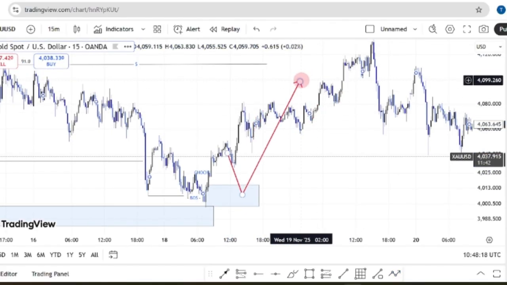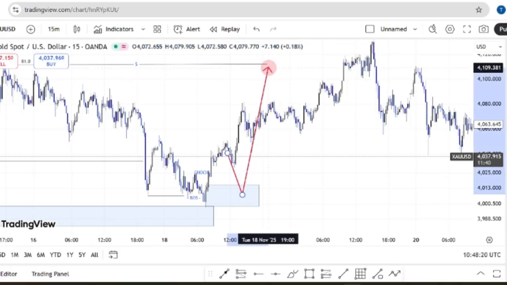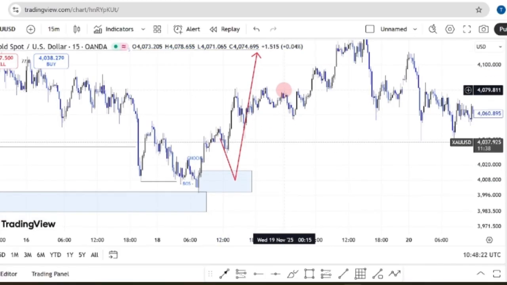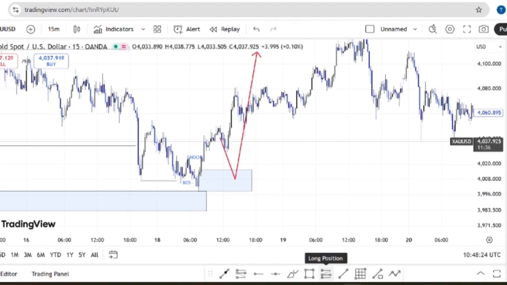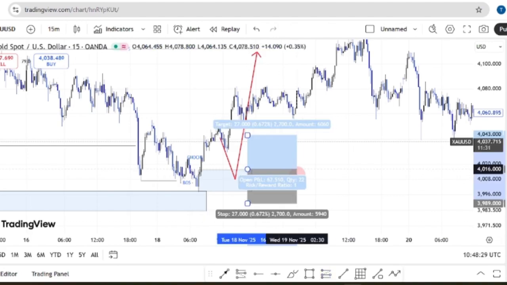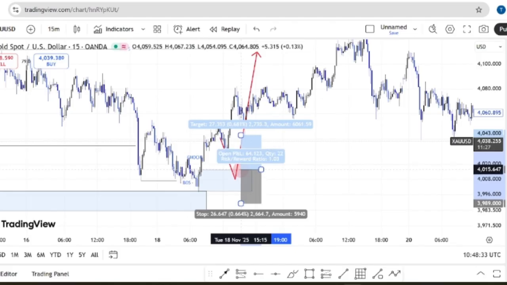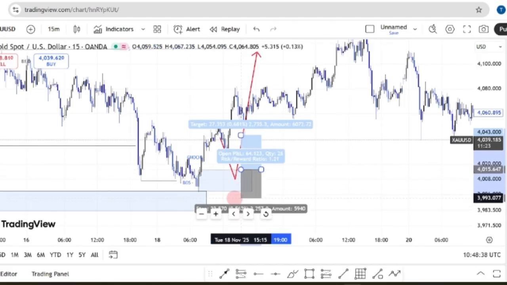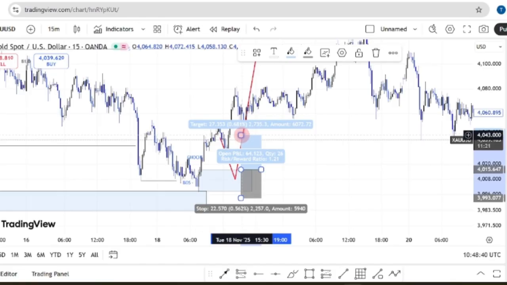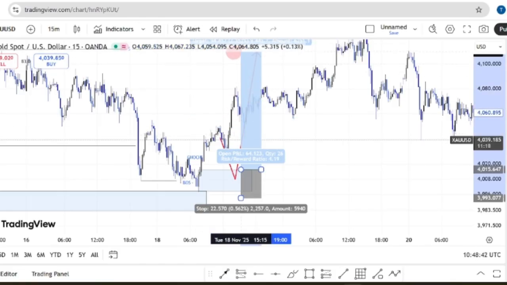This liquidity high we have here, because that was my target. So what I did was I placed my buy order at this point. This was what I had. Don't worry, you'll see the screenshot at the end of the video. This was what I had, and my target was to the upside.